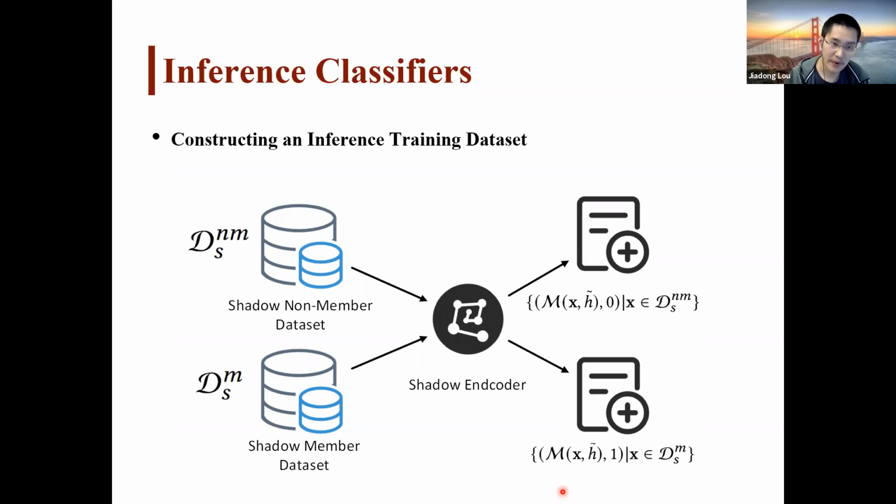Yes. In the experiment, for example, they use the CIFAR10 dataset. First they split it into two parts, one for training the target encoder and another for training the shadow encoder. They will not overlap.